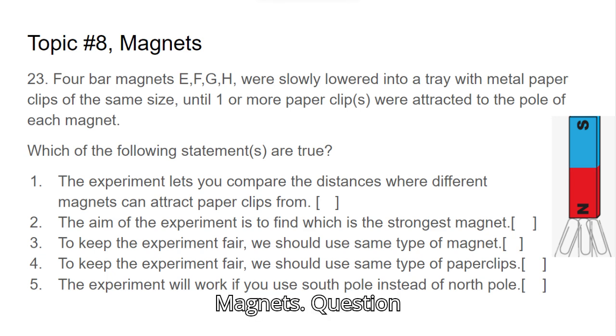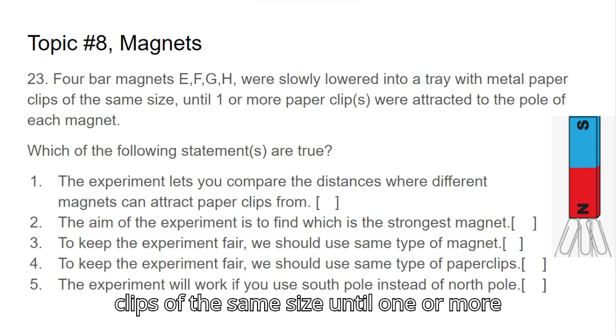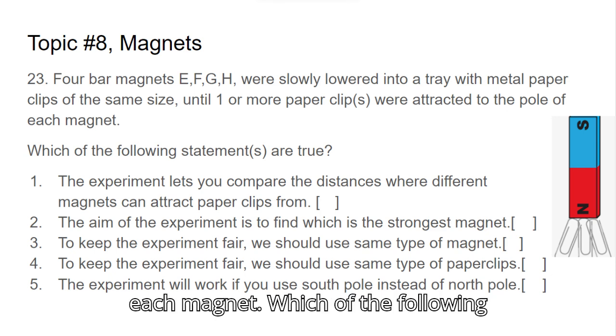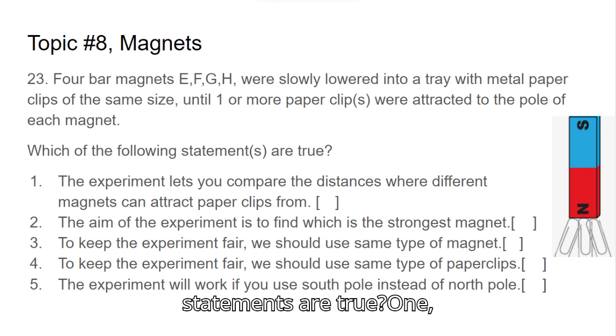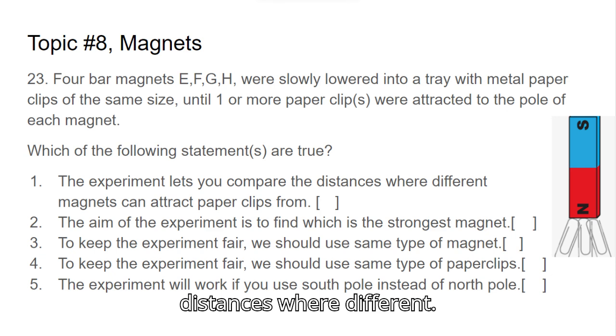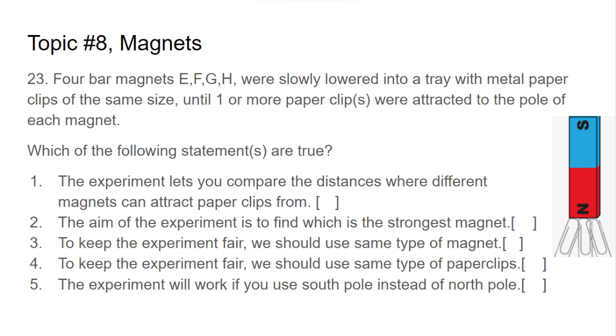Topic 8. Magnets. Question 23. Four bar magnets E, F, G, H were slowly lowered into a tray with metal paper clips of the same size, until one or more paper clips were attracted to the pole of each magnet. Which of the following statements are true? 1. The experiment lets you compare the distances where different magnets can attract paper clips from.